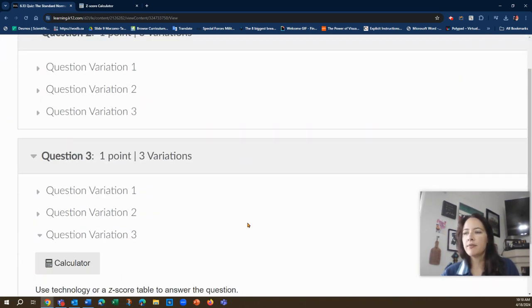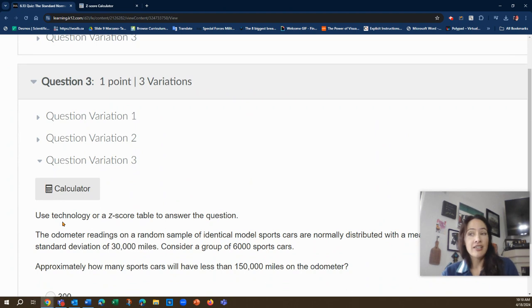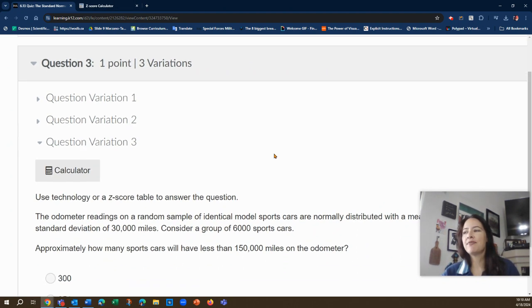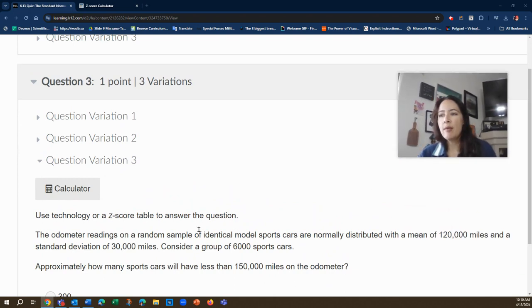All right, question 3. Using technology or the z-score table. All right, here we go. The odometer readings on a random sample of identical model sports cars, wow, are normally distributed with a mean of 120,000 miles and a standard deviation of 30,000 miles. Consider a group of 6,000 sports cars. So now we're going to think of this group of 6,000. We gathered a bunch of sports cars, same identical ones.